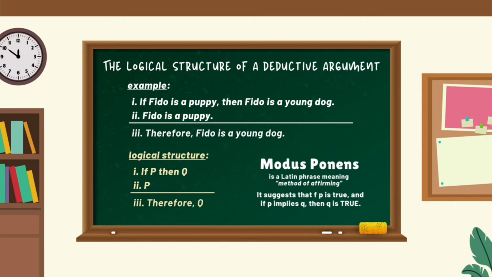All arguments under this form are considered valid. An argument form is valid if the premises, regardless of the statements used as their substitutes, are all true, then the conclusion must also be true. Observe that the validity of an argument is determined irrespective of the content of the premises and the conclusion.